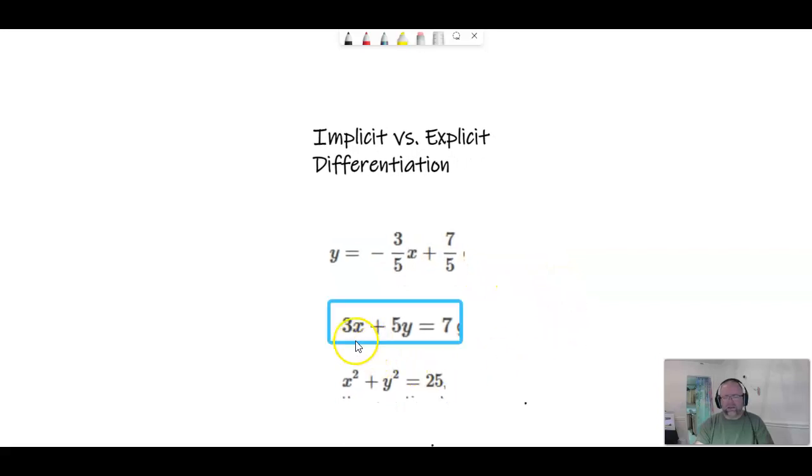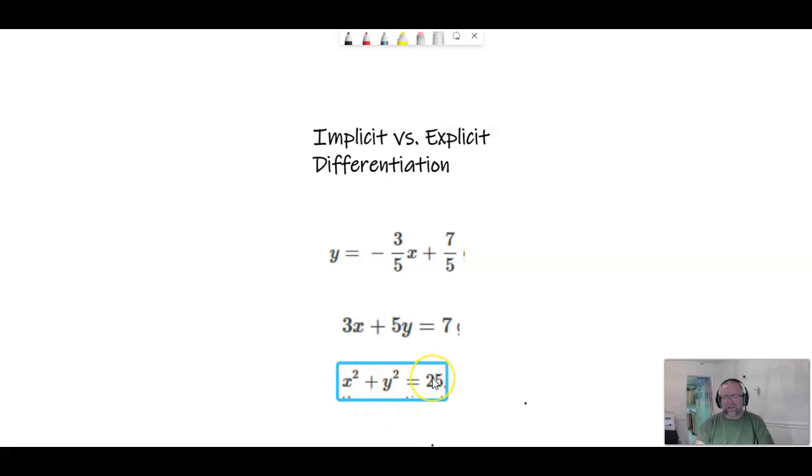Now this next one here, 3x plus 5y is equal to 7, could be solved through either. We could do it implicitly, that means just leave it like it is, and find the derivative with respect to x of each one of these terms. And remember, when we take the derivative of a term with a y, then we either put a dy over dx there, or just a y prime if you want to shorthand that. And then this one here would be pretty hard to solve for y.